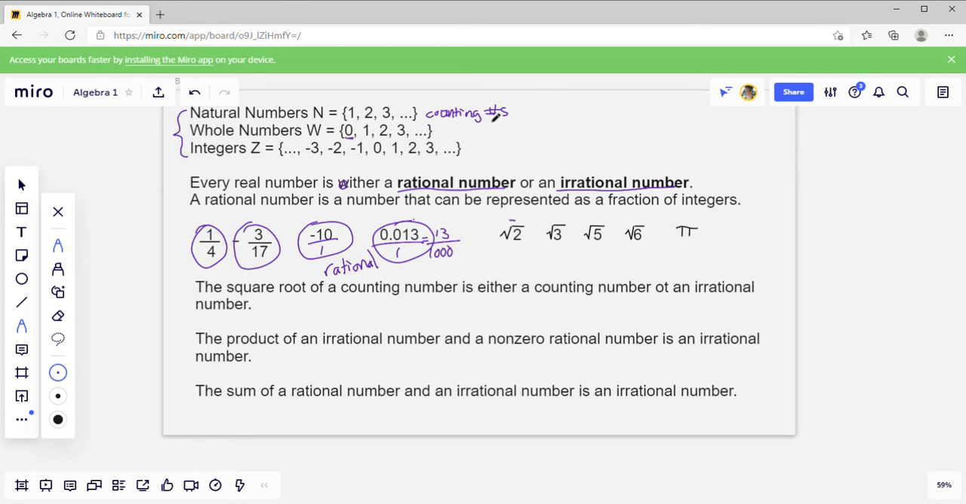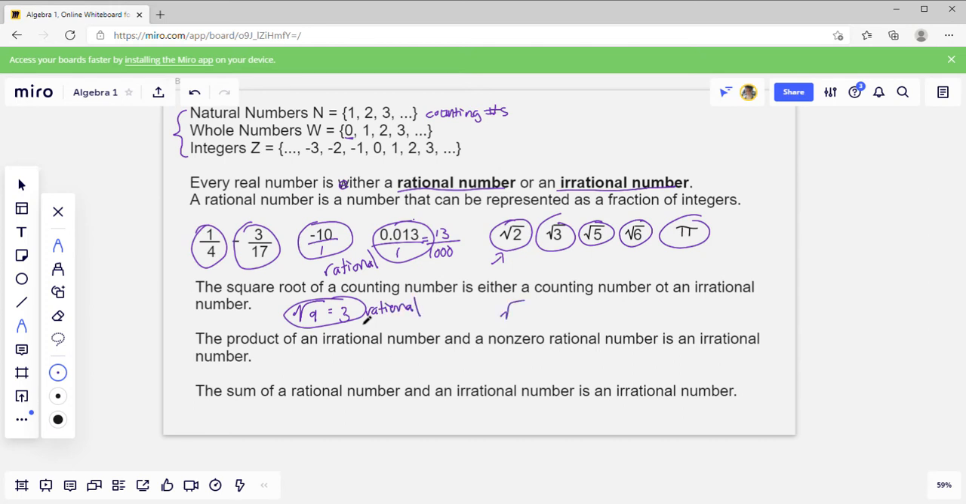Irrational numbers: the square root of 2, the square root of 3, the square root of 5, the square root of 6, pi, those are all irrational numbers. They cannot be written as a fraction. The square root of a counting number is either a counting number or an irrational number. So when we look at the square root of 9, that's a counting number. So that one is not an irrational number. The square root of 9 is rational.